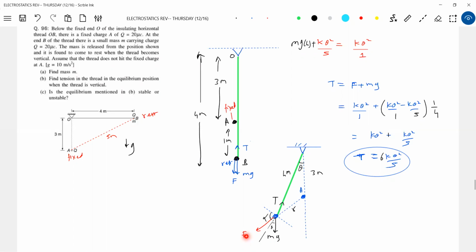F is kq square by r square. R decreases, F should increase, no? R is increasing, sir. No, R should decrease as it comes. Okay, coming back. So definitely this force will be greater than this one, no?